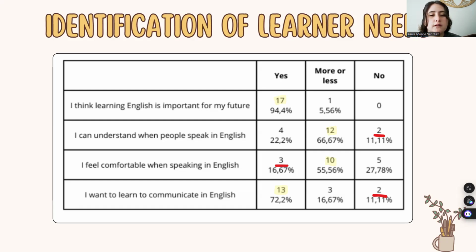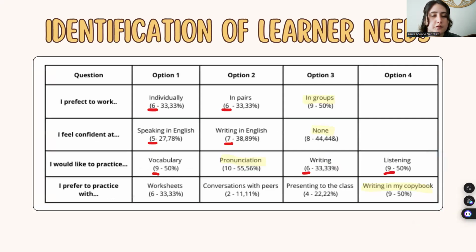Through this process, I was able to identify their motivations, and 94% of students express English is essential for the future. Also, their confidence gaps: 66% of students struggle with listening comprehension, while 55% feel uncomfortable when speaking English. Also, their learning styles, so students express a need for diverse activity formats to keep them engaged. Also, regarding their skills priorities, students emphasize improving pronunciation, vocabulary, and listening skills.